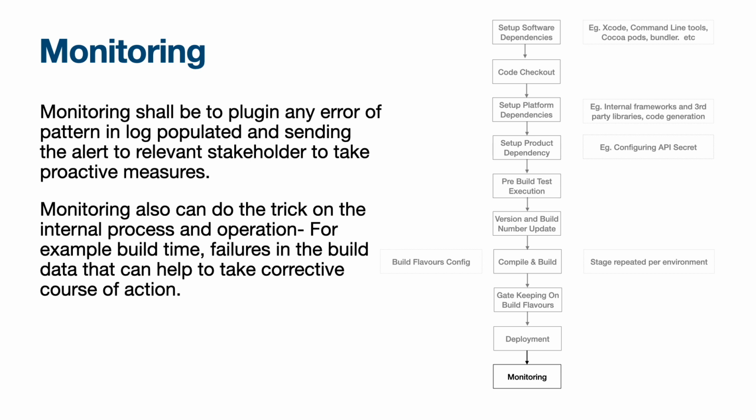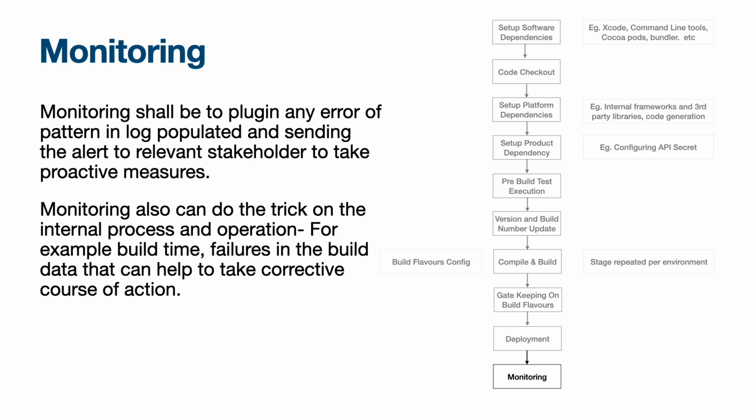Monitoring can also be done for internal processes and operations. For example, build time failure or pipeline failure or even test failure. And this would give an indicator for the development team to take a corrective course of action.